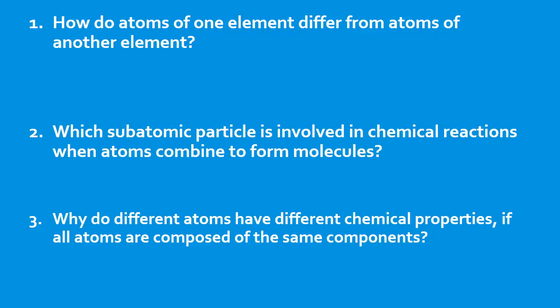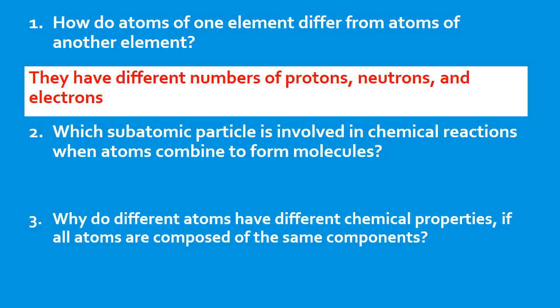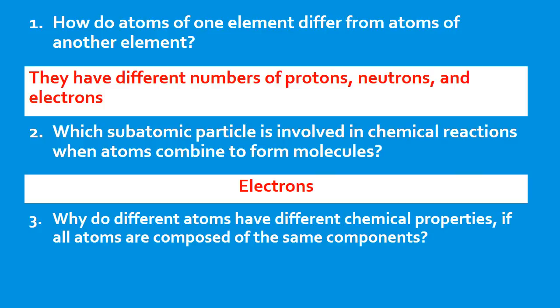Now, how do atoms of one element differ from atoms of another element? Here we know that they have different numbers of protons, neutrons, and electrons. So atoms of different elements have different numbers of protons, neutrons, and electrons. The subatomic particle involved in chemical reactions would be electrons.